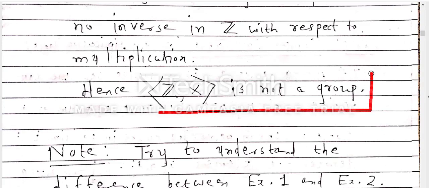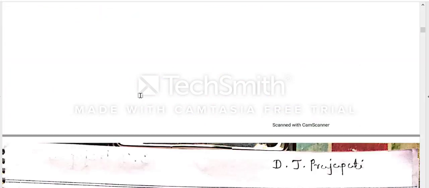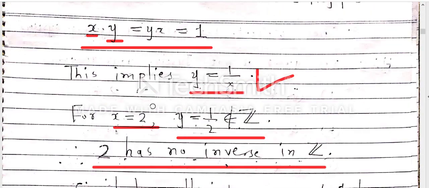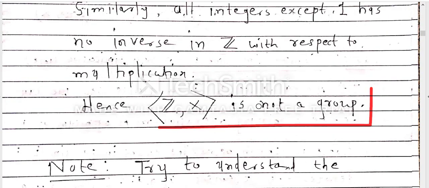So Z with multiplication is not a group. Which property is not satisfied? Each element of Z does not have an inverse. So to show that Z is not a group with respect to the multiplication operation, you just have to write down that property which is not satisfied by a particular example. If you want to answer this question, you should write that 2 has no inverse in Z, because if 2 has an inverse, then we must have 1 by 2 in the set of integers, which is not possible. Therefore Z is not a group.